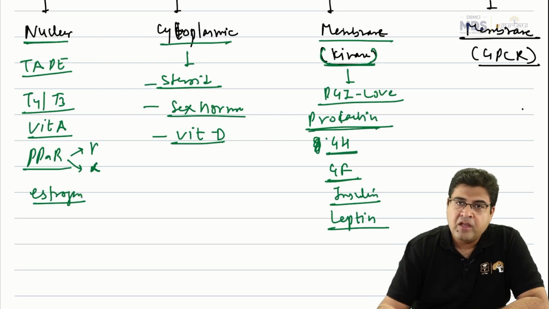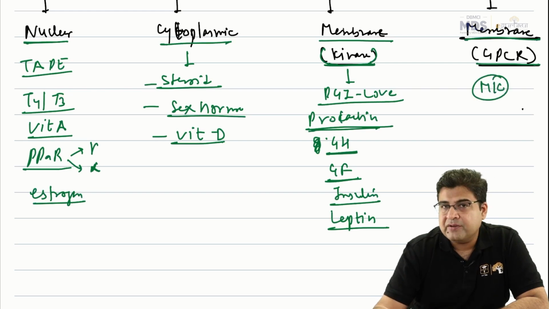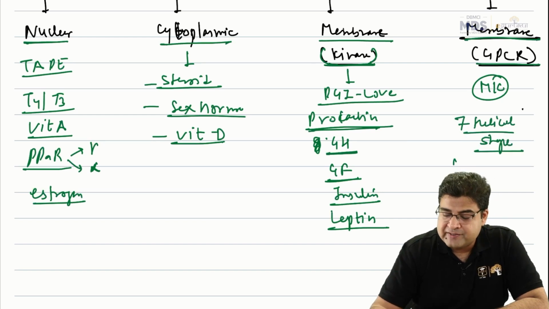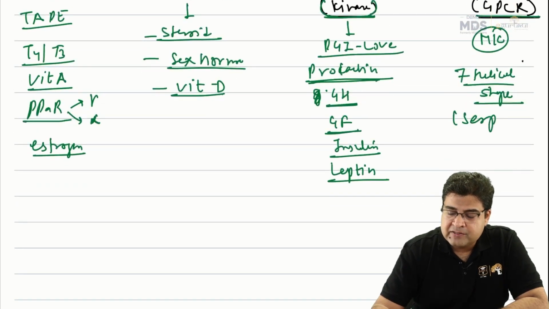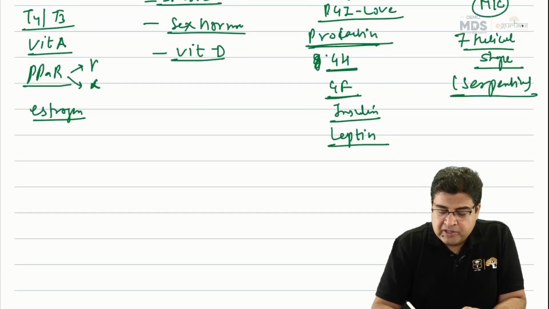Now, the membrane receptor with G protein coupled activity is the most common type of receptor. The shape of the receptor is a 7 helical shape. We also call it serpentine shape. Serpentine means the receptor shape is like a snake. So serpentine shape, 7 helical shape. So we talk about this G protein coupled receptor.